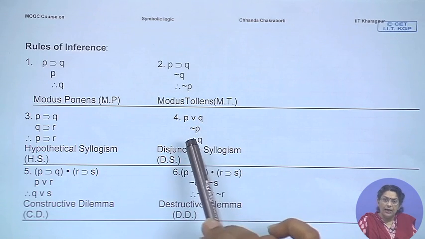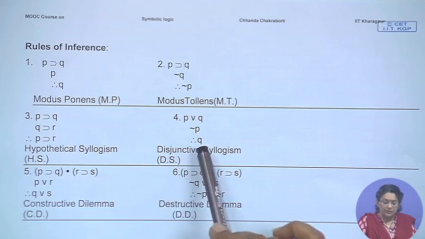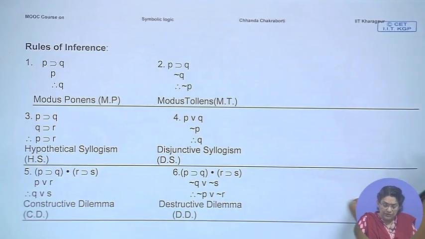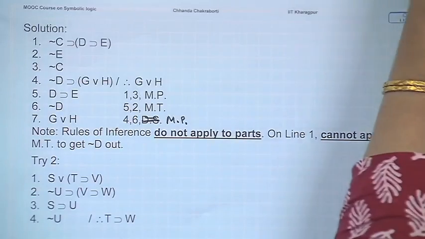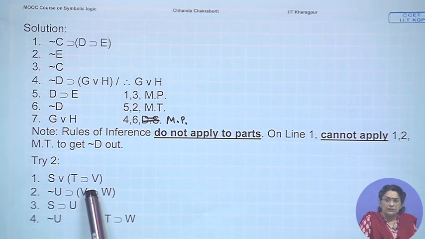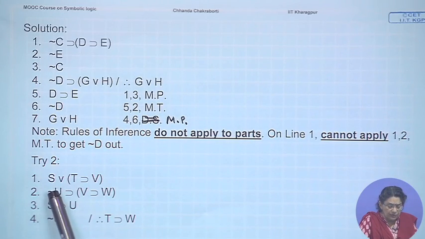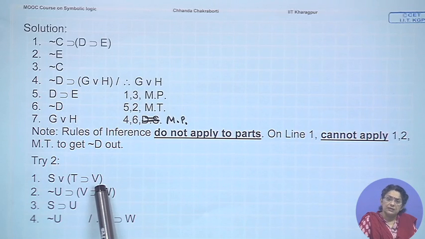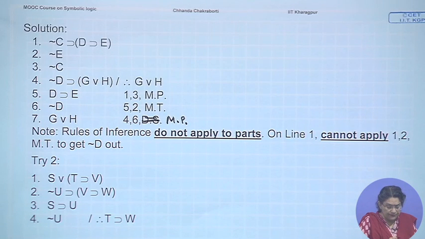P wedge Q and not P, together you can derive Q, right. So, this is the rule which we are plugging in here, S wedge T horseshoe V, and if we can get not S, then we can use the DS rule to get the T horseshoe V out. So, how do I get not S? Well, that should be easy, isn't it? Lines 3 and 4, just take a good look. Do you see how you can get not S out?